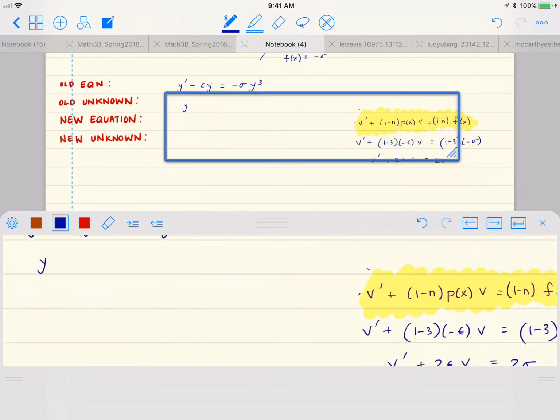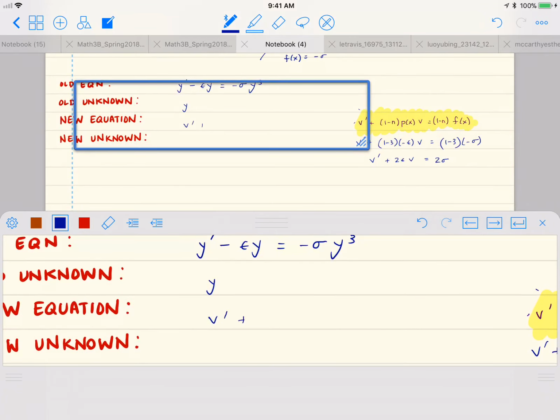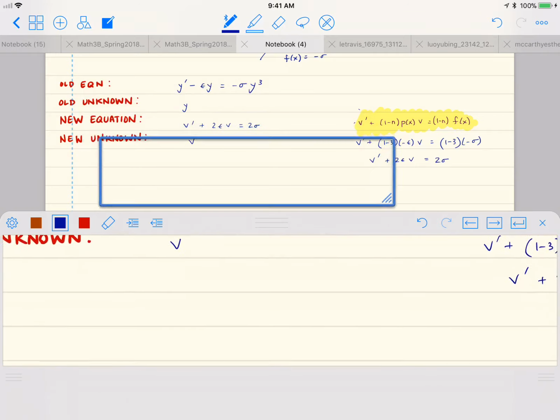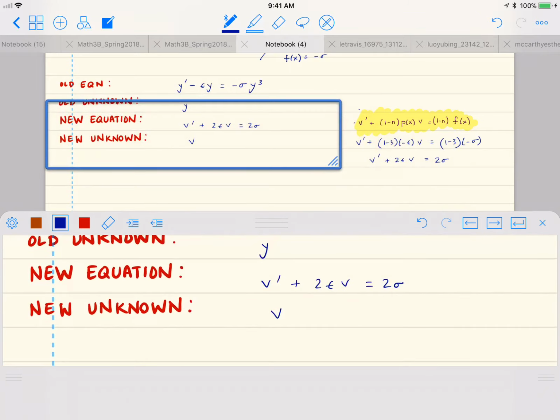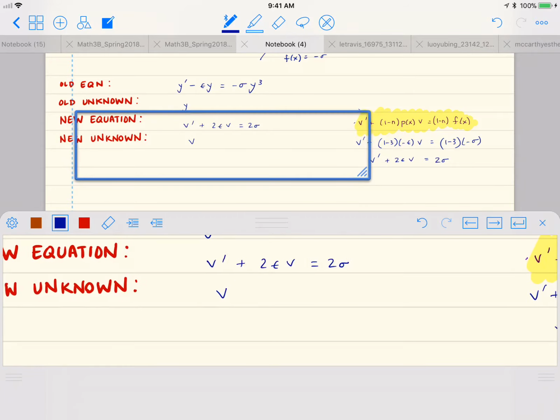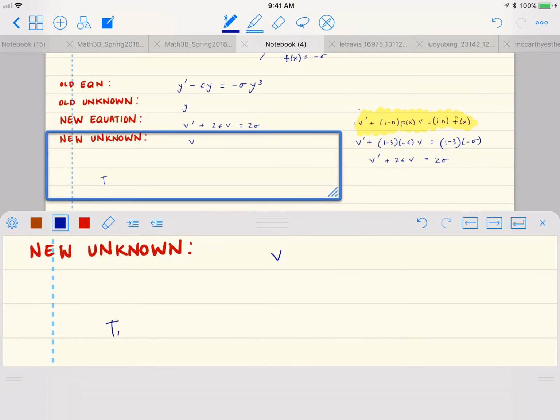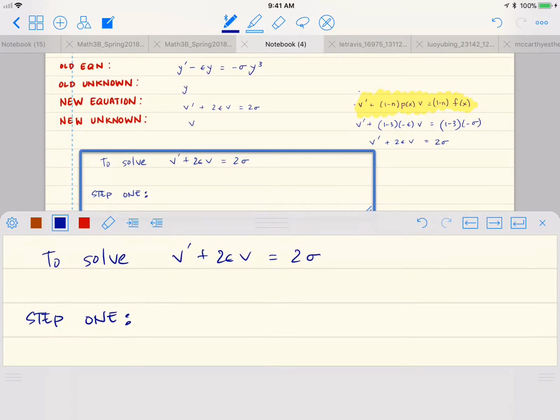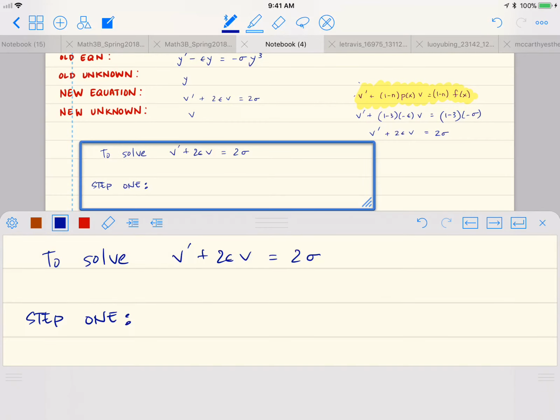Okay. So that's our new equation. V prime plus 2 epsilon V equals 2 sigma. And we're going to solve this for our new unknown, which is v. So to solve this new equation, we're going to do our 3 steps again, right? So step 1 is going to be to find a solution to our complementary equation.